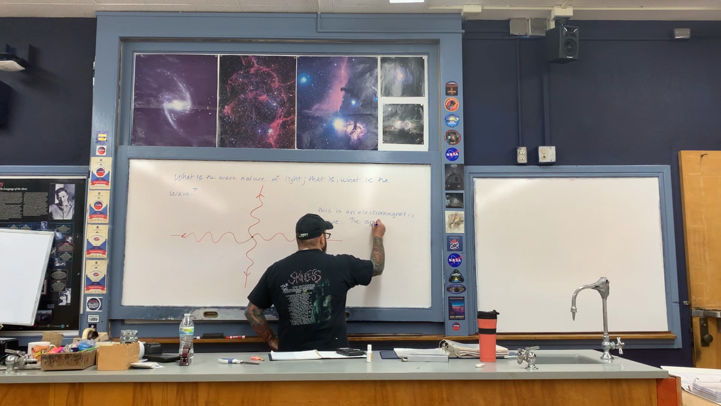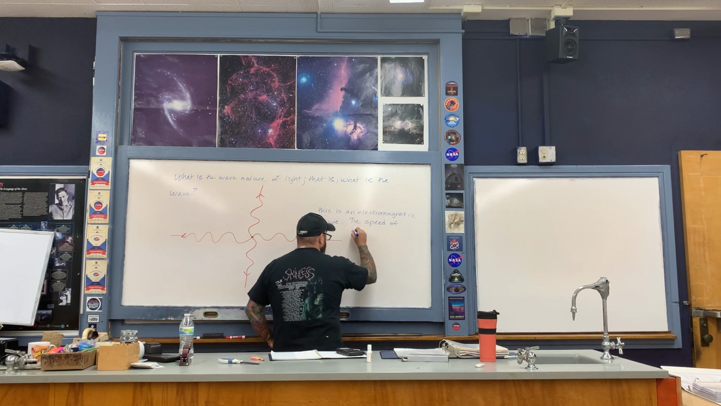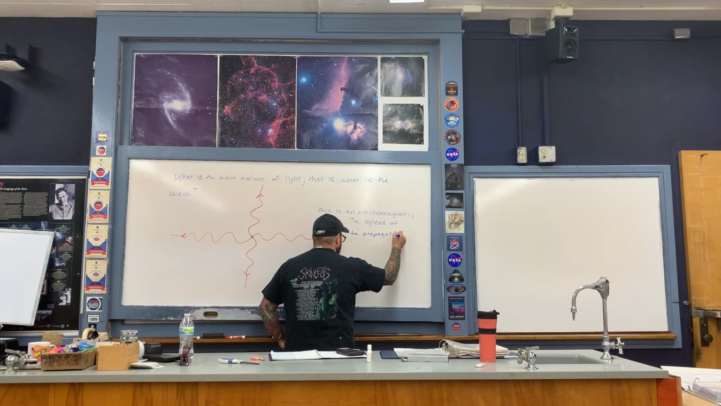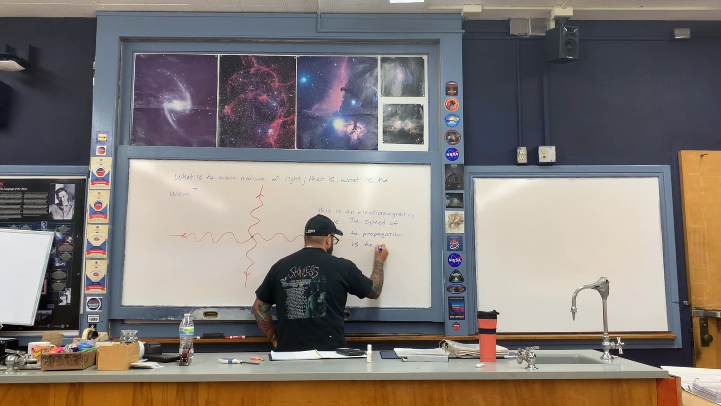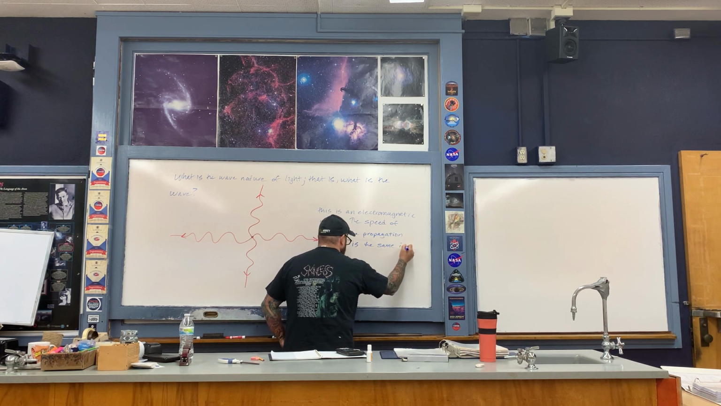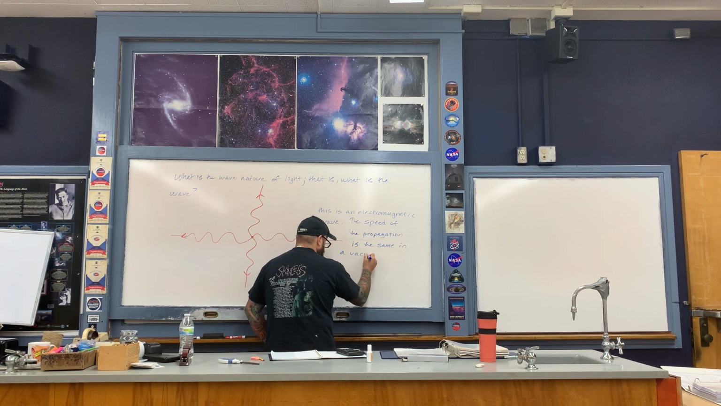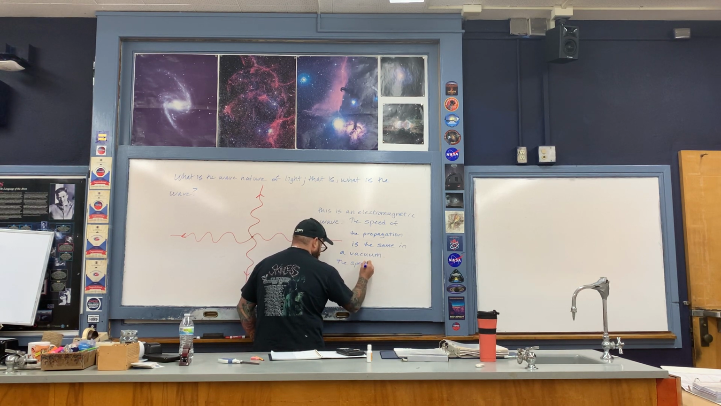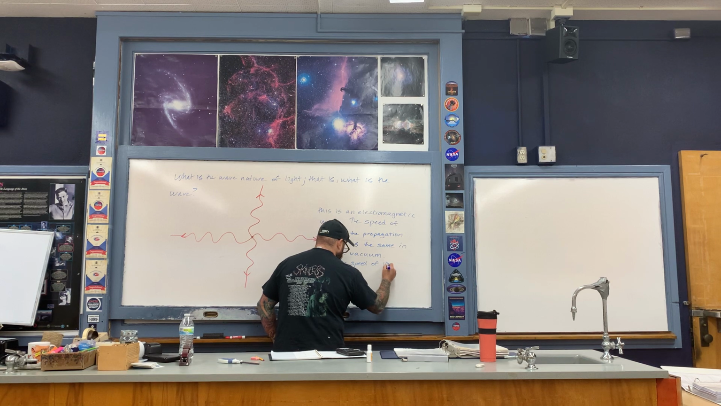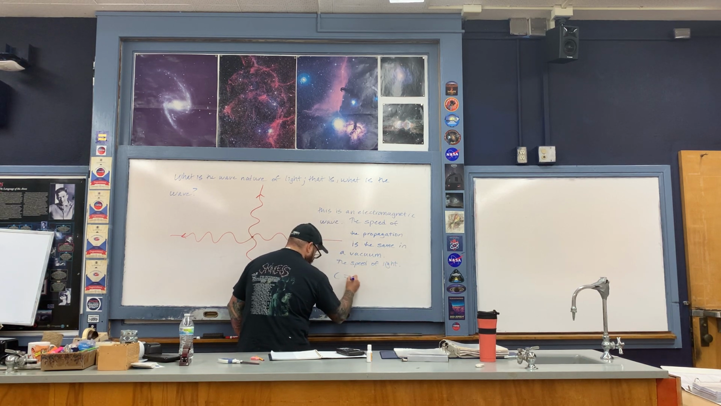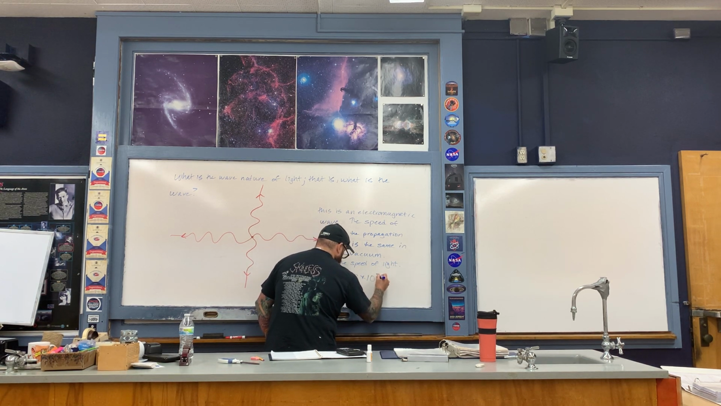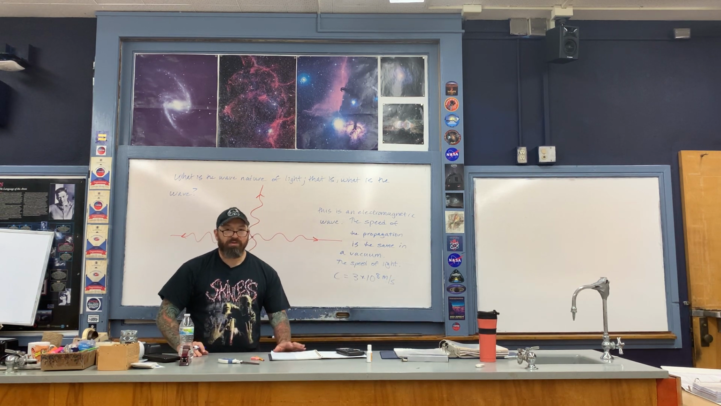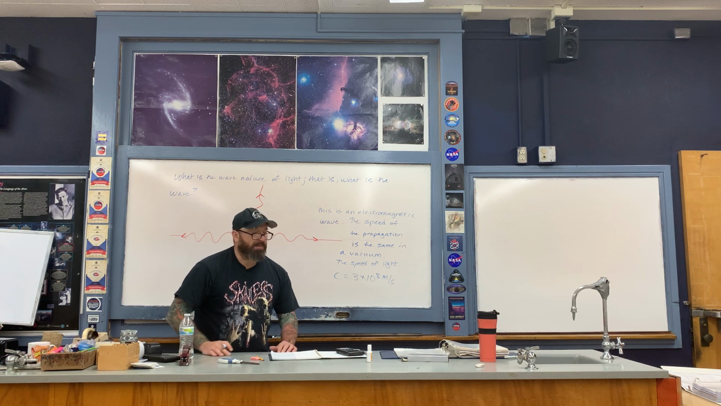So the speed of the propagation is the same in a vacuum. That's the speed of light, c, which is equal to 3 times 10 to the 8th meters per second. Once again, that's one of nature's fundamental constants.